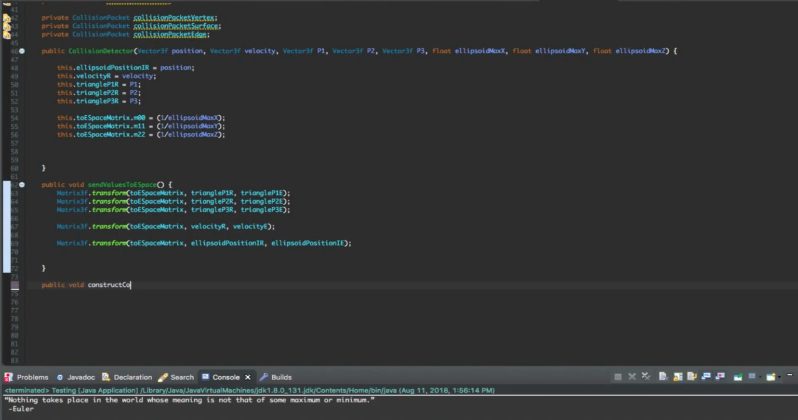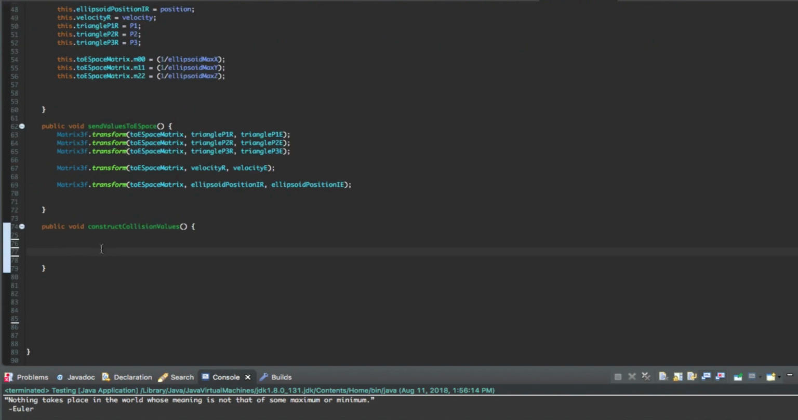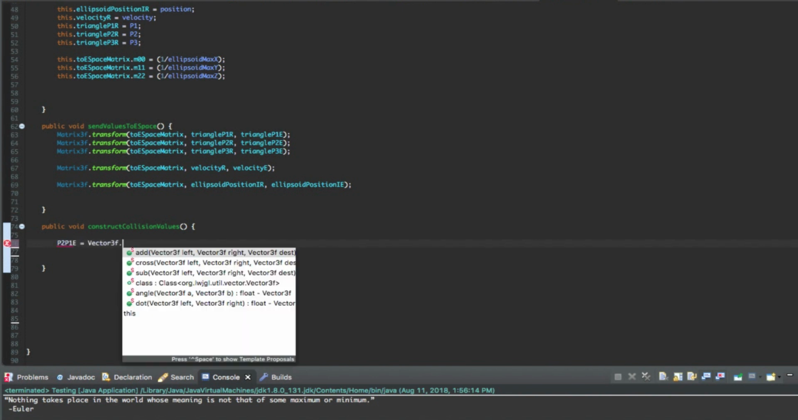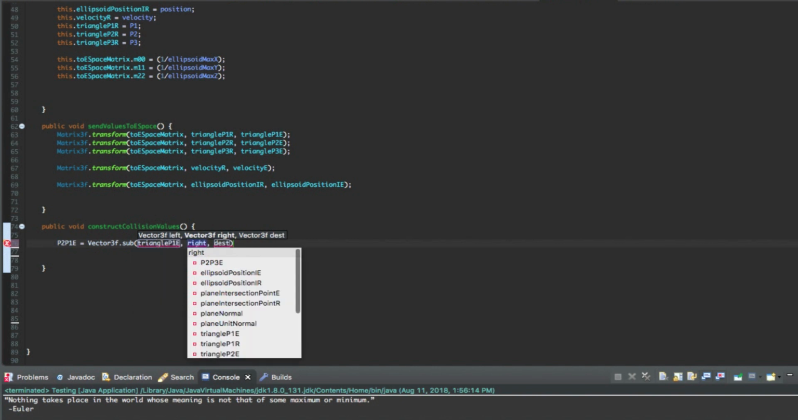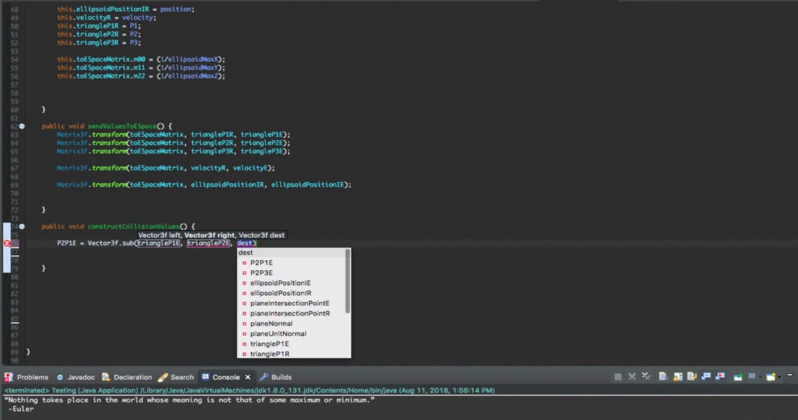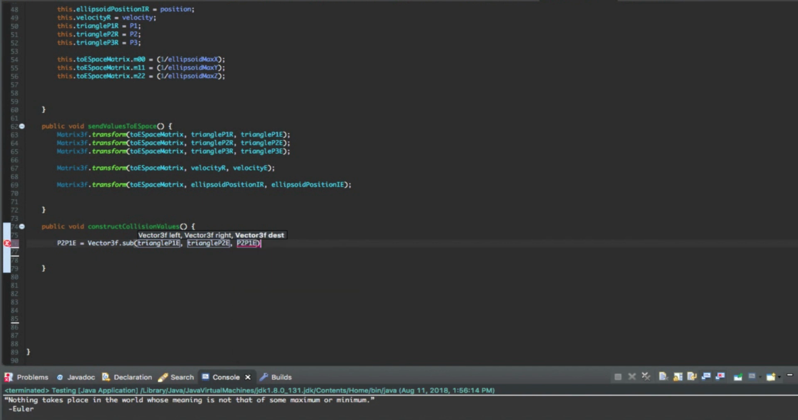So I'll start by creating another method that we will call construct collision values, and it returns void. So first we're going to start by constructing those vectors between P2 and P1, and so this is a Vector3f, and we will subtract triangle P1E, and we'll subtract triangle P2E from that and store it in that P2P1E vector.